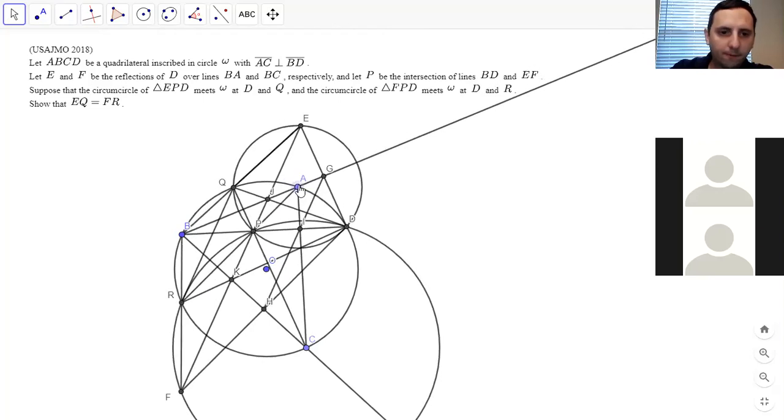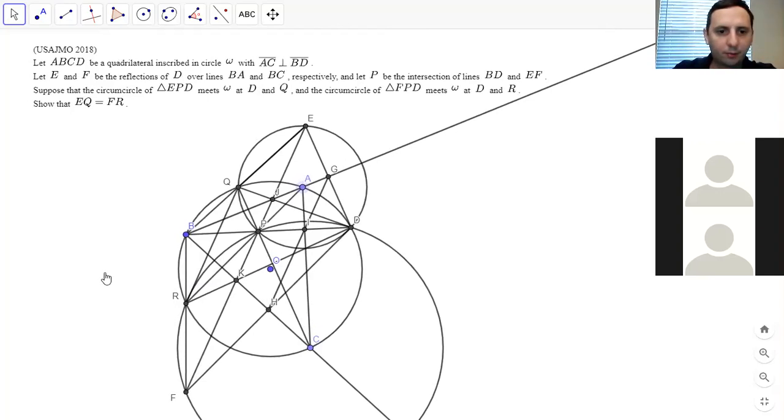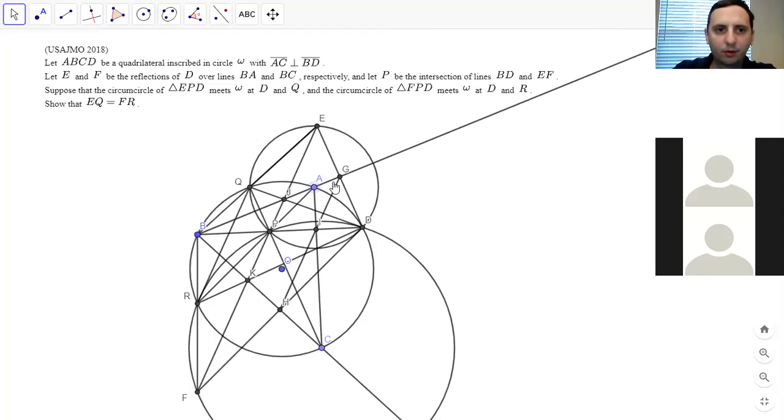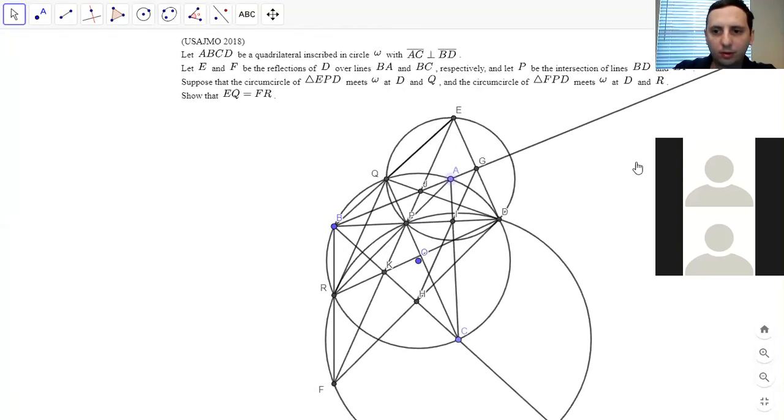Okay. So if we know BQR is isosceles, then this has to be an isosceles trapezoid. BQR would be isosceles and BEF would also be isosceles. So I think now it's just figuring out how to write it up in the right order. But I don't think this is a super tricky problem.